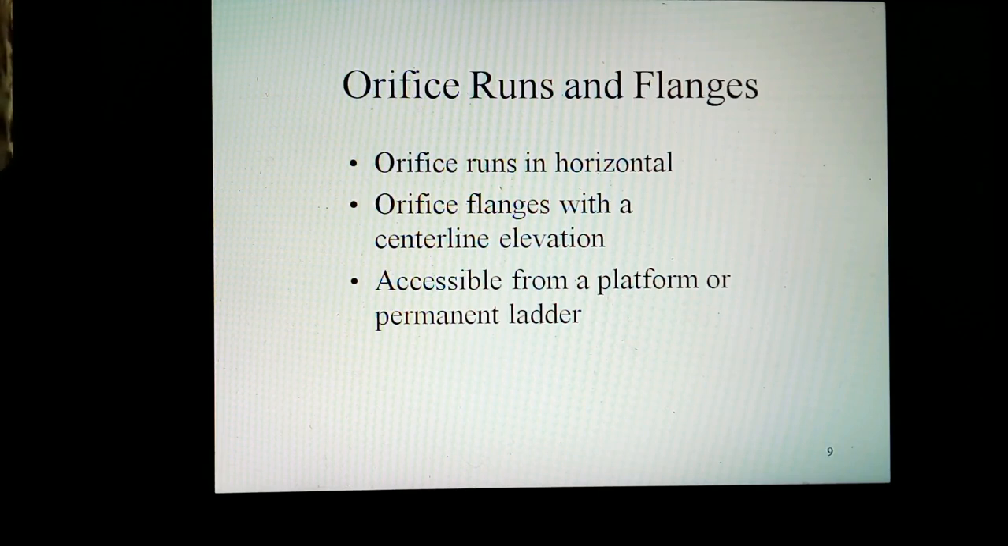Installation of orifice taps for air and gas should be from top and preferably with vertical center line, or 45 degrees above horizontal center line. For liquid and steam, it should be with horizontal center line or 45 degrees below horizontal center line.